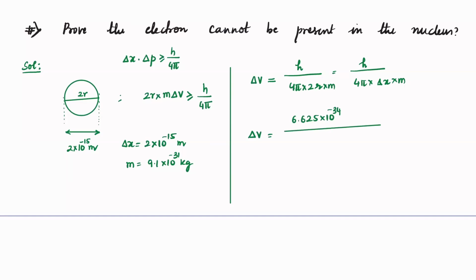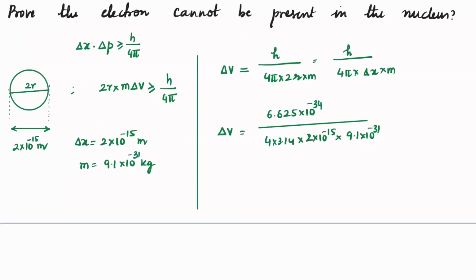Those who are not aware, do not worry about it. It's just a constant value. So that into 4 pi, 3.14, into delta x, which is 2 times 10 raised to power of minus 15, into mass, which is 9.1 into 10 raised to power of minus 31. Got it? So if I put all of these values, how much will we get approximately? This value I'm getting is approximately 5 into 10 raised to power of 10 meters per second.